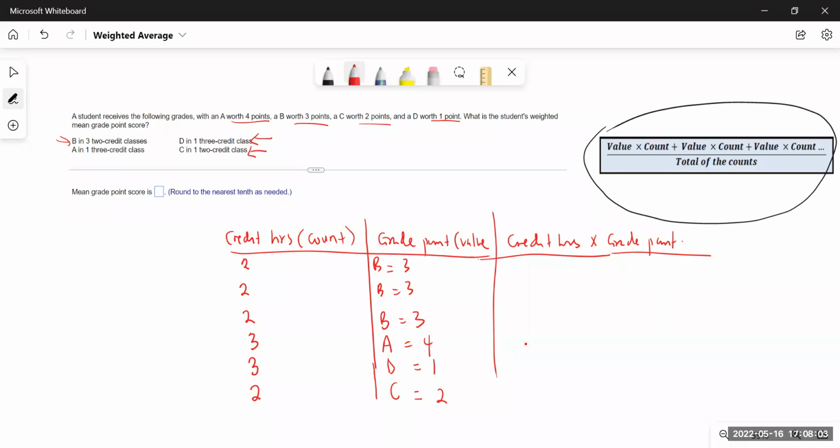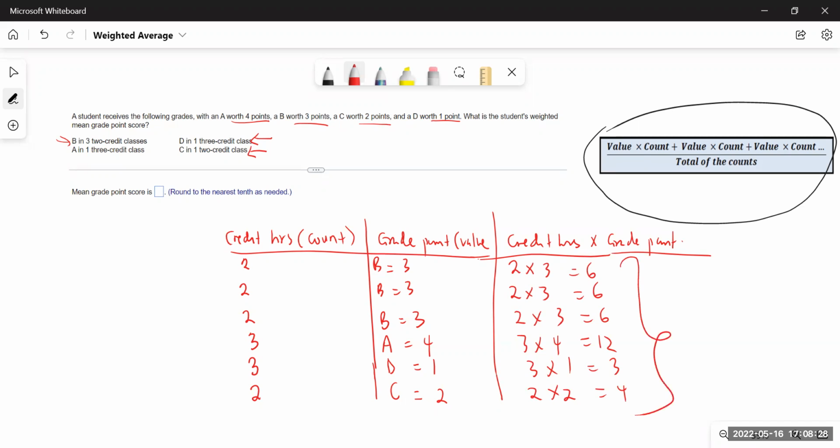So now you go to the third column and you want to multiply the count by their respective value. So this gives you 6, 6, 6, 12, 3, 4. Now we need to get a total quality point. So you're going to add all these values. So that will give the top part of the fraction. If you add all these values up, that gives you 37.